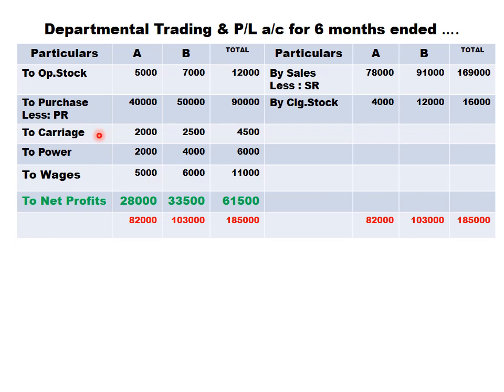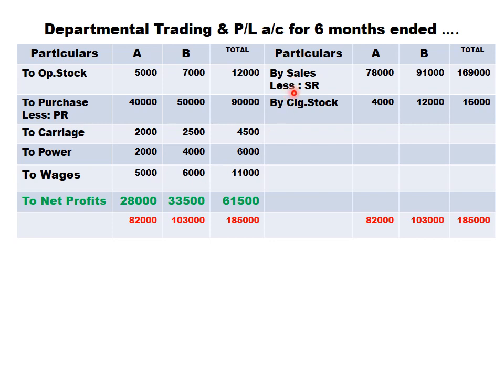Carriage will be 4,500 to be distributed in purchase ratio 4:5. Next we need to distribute the power. The total power is 6,000 to be distributed into 1:2 as given in the question. So you get 2,000. Wages is 11,000 to be distributed in 5:6, 5,000, 6,000.